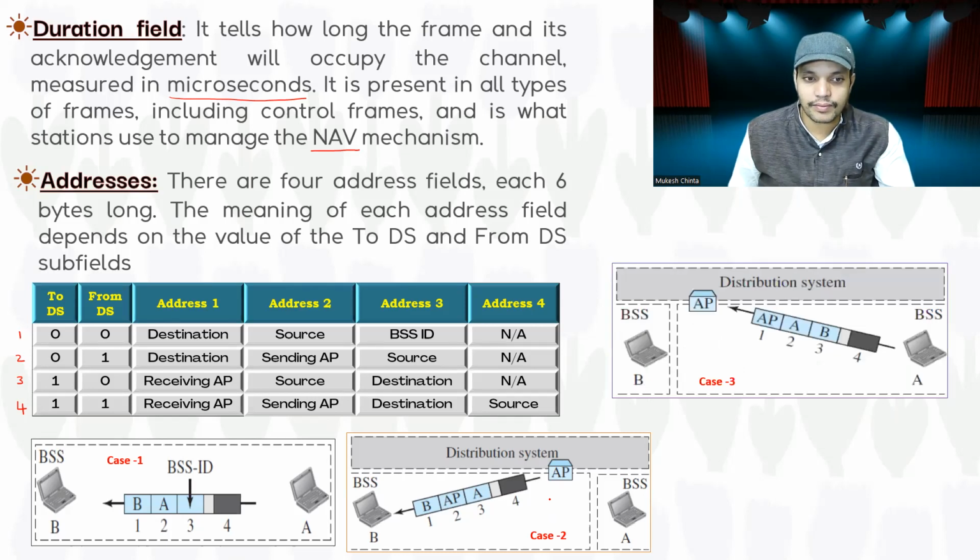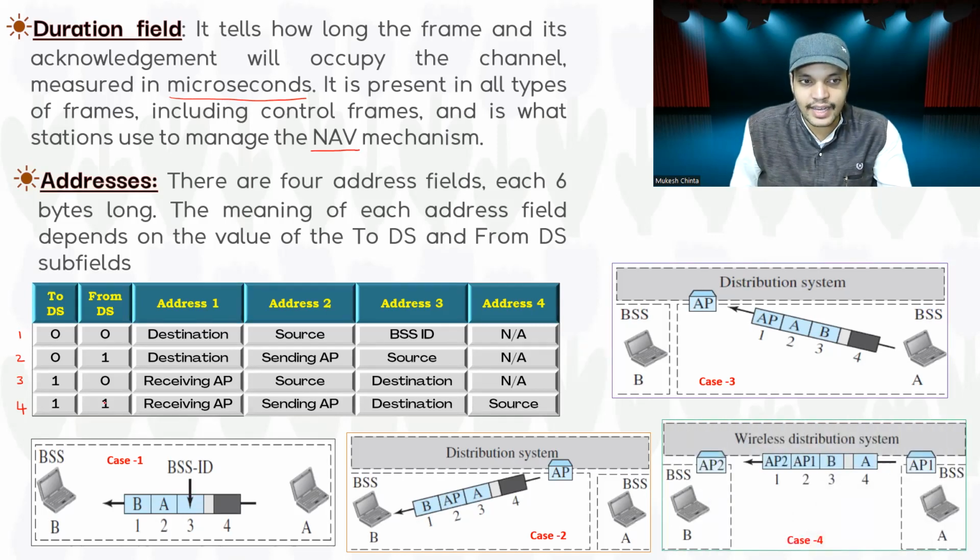What about case 3? In case 3, the To DS bit is set to 1 and From DS bit is set to 0. In this case, address 1 will be the receiving access point. You can see this here, receiving access point, and thus address 2 will contain the source address, address 3 will contain the destination address, and address 4 will contain nothing. It is 0 bytes. You can see that A is sending this frame to its access point. In this case, the access point will be the first address, the second address will be the source, the third address will be the destination to which this frame is supposed to be delivered, and there is no address 4 field, that means 0 bytes.